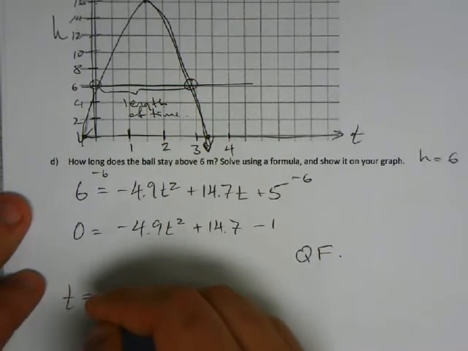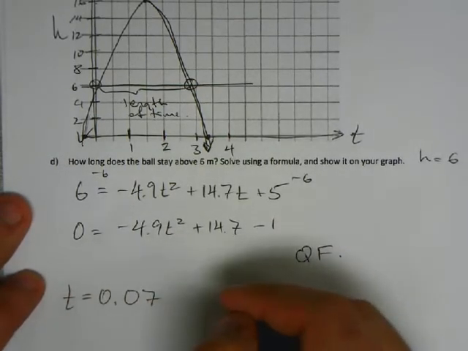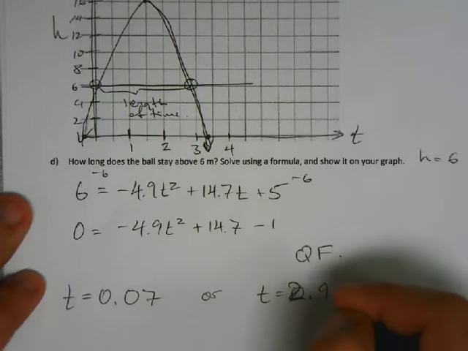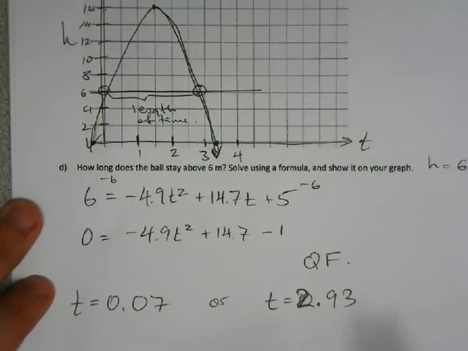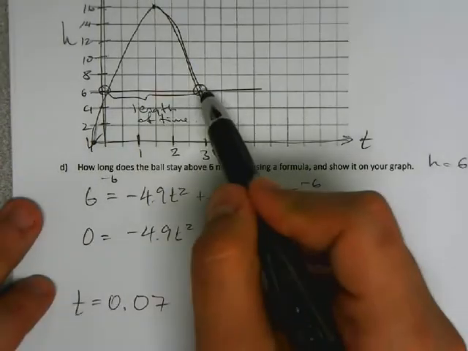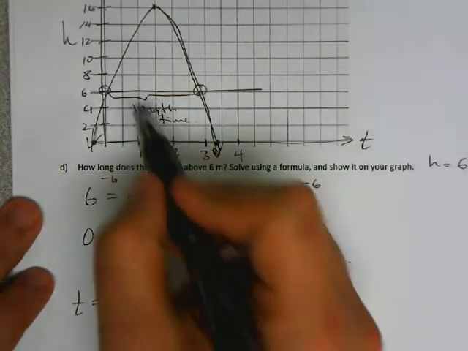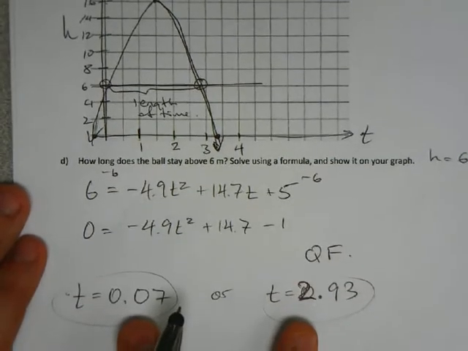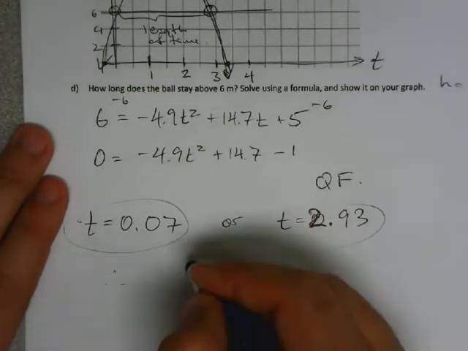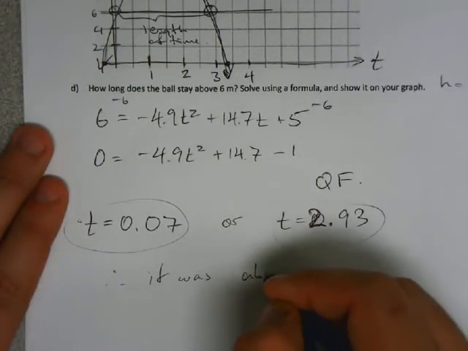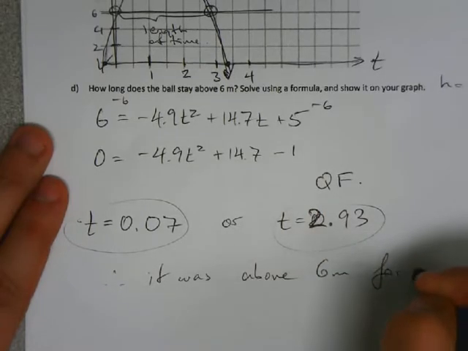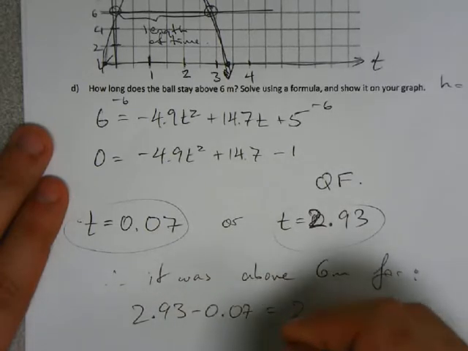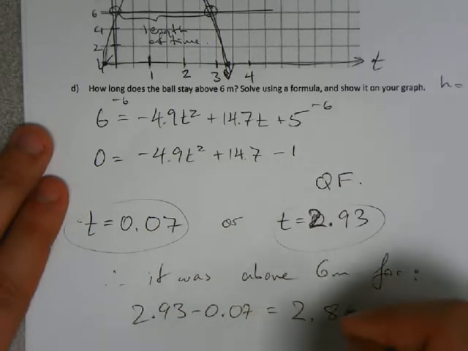T is equal to 0.07 or t is equal to 2.93. So what that means is that this is 0.07, this is 2.93. If I wanted to figure out how long that was, it means that it went above here and then below here. So everything in between is how long it was up there. So therefore, it was above 6 meters for 2.93 minus 0.07, which is 2.86 seconds.